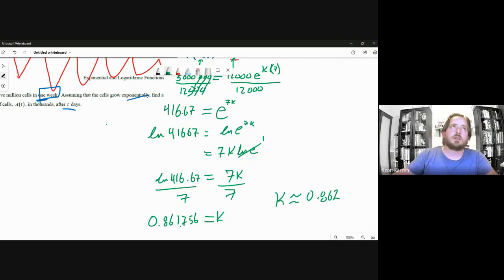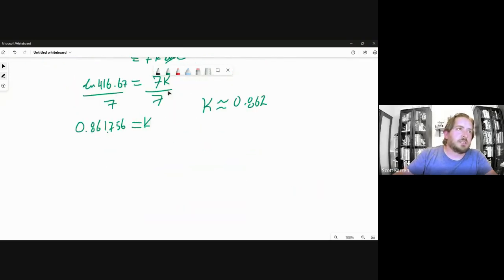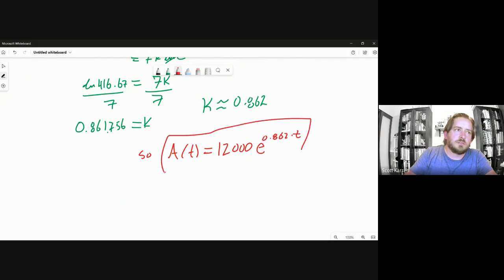And we have our k, which means that our function is the original amount, which was 12,000, e to the 0.862 times t, and that's our function.